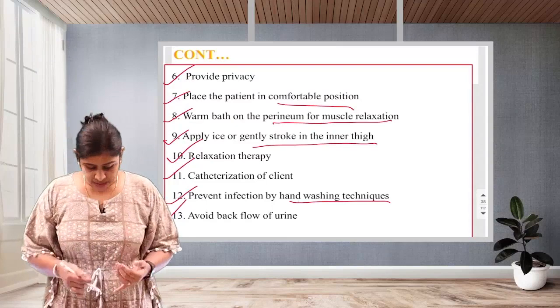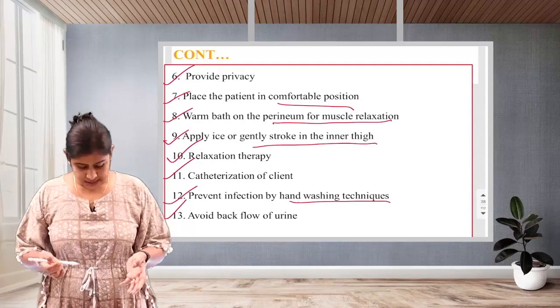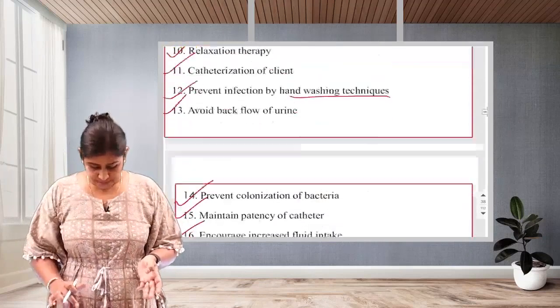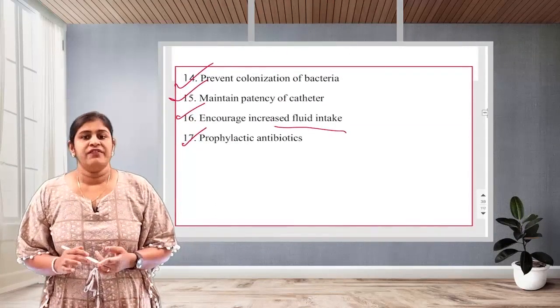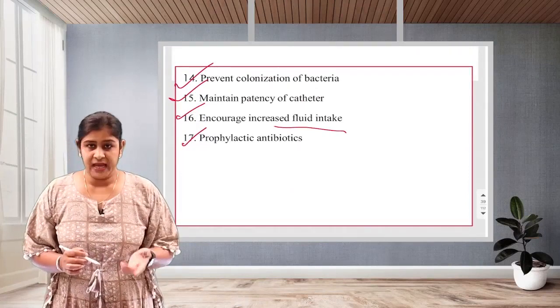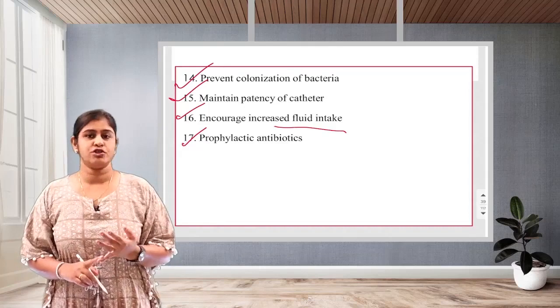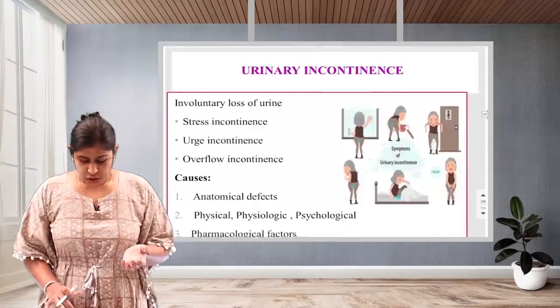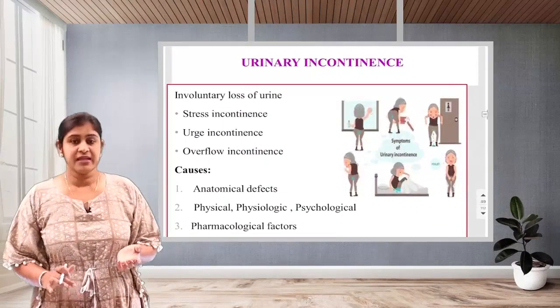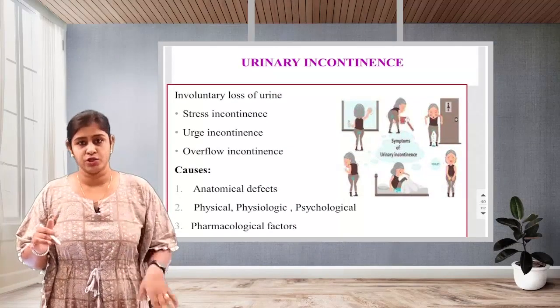Catheterization of the client can be done. Prevent infections by doing proper hand washing techniques. Avoid backflow of urine. Prevent colonization of the bacteria. Maintain the patency of the catheter. Encourage the fluid intake, and prophylactic antibiotics can be given. So, these all are the management of etiological causes of urinary retention.